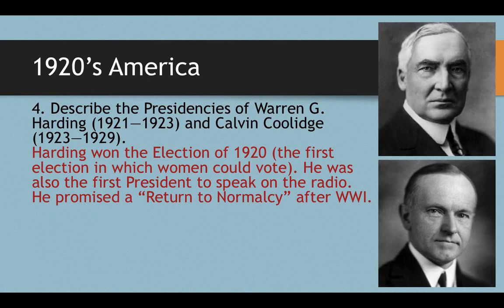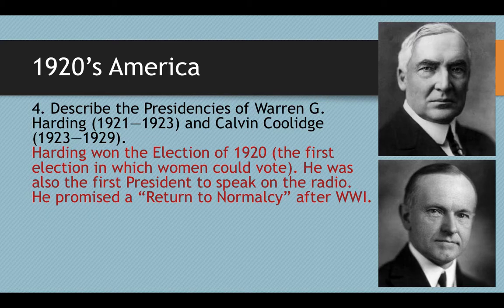Harding was also the first president to ever speak on the radio. That was a brand new technology, and people were obsessed with it. You could actually hear people now, and it was being broadcast all across the country, and it was a form of entertainment when you could listen to music or talk radio or speeches by the president.